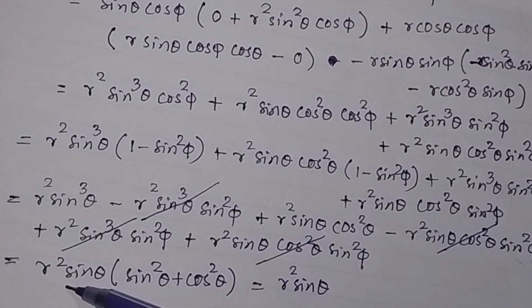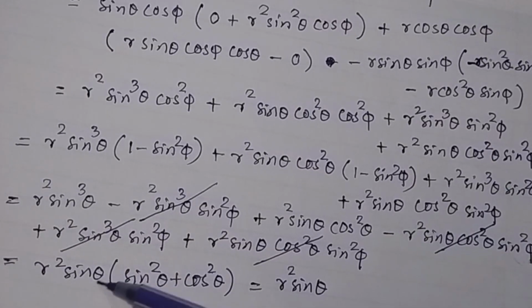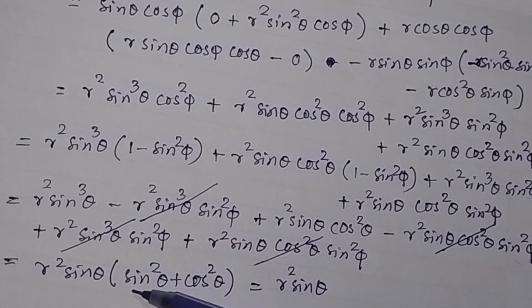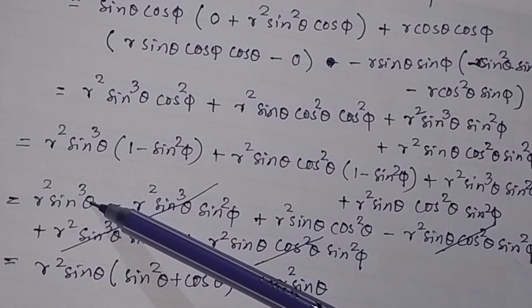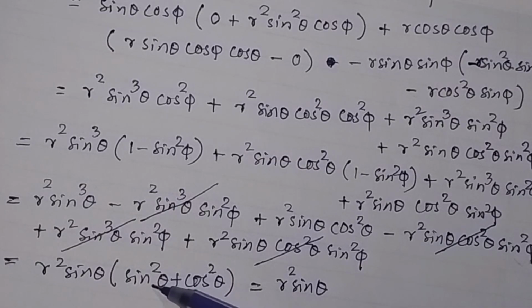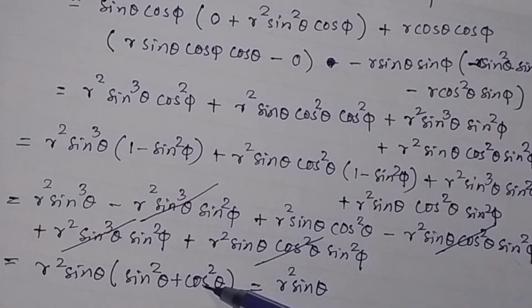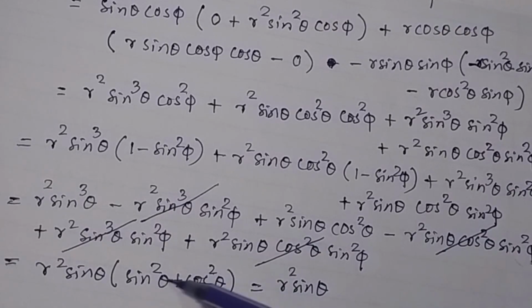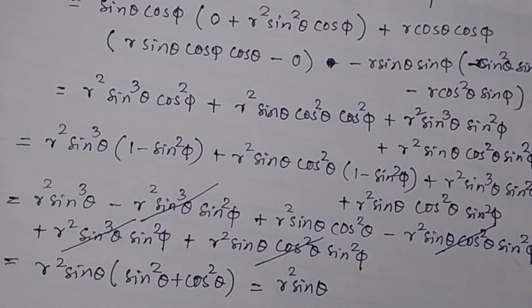So if you take common r square sin theta, in the bracket you have sin square theta, and from here you have cos square theta, and sin square theta plus cos square theta is equal to 1. So the answer will be equal to r square sin theta.